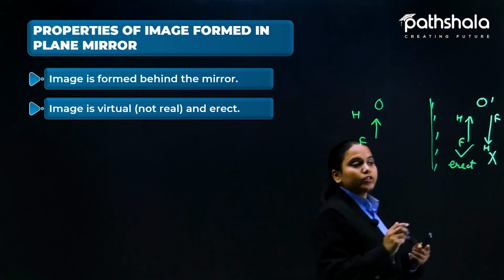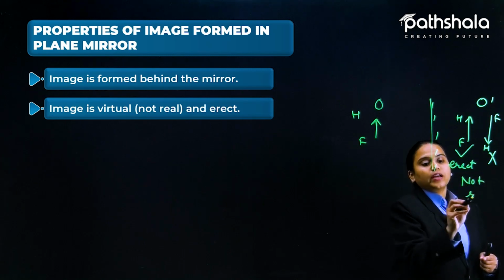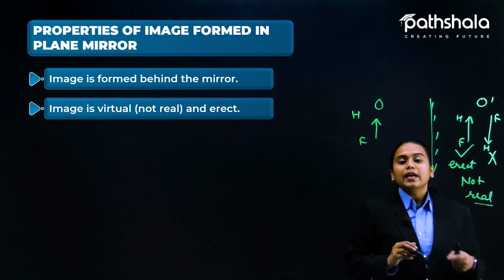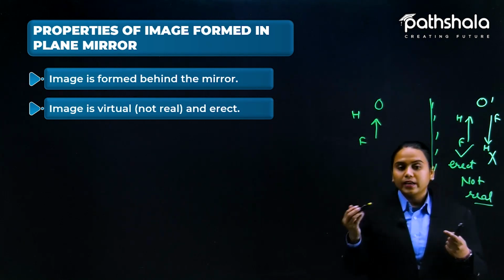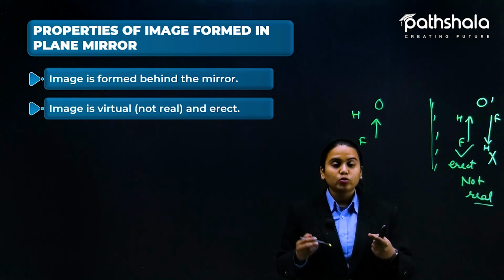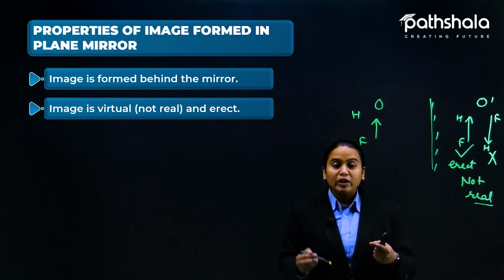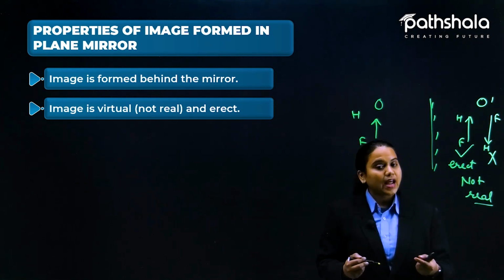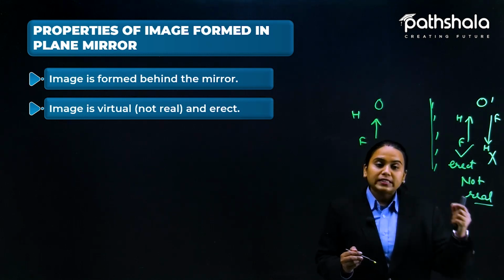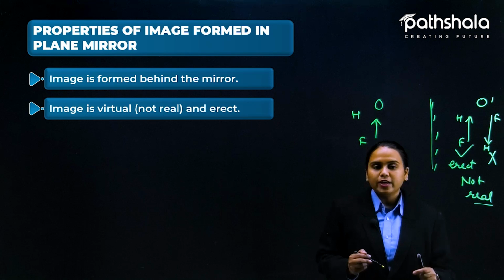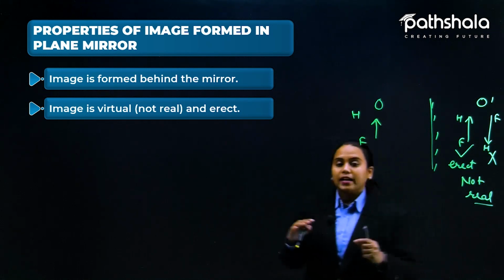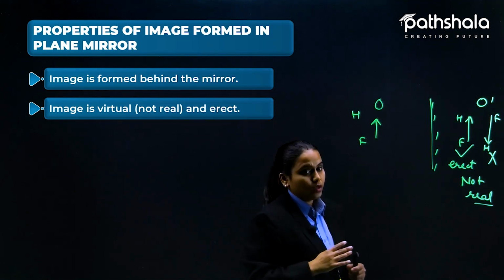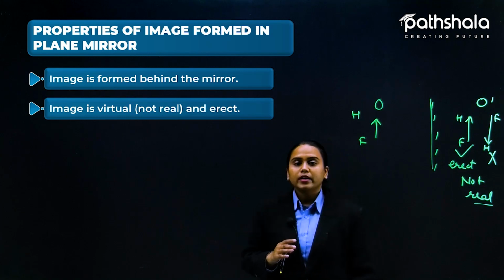So virtual, I have already told you, that is not real. It is not real because in reality no light rays are meeting up. In reality it is an illusion that our eyes are not capable of seeing the light get bent. So it seems like the light is coming from the back side, which in reality it is not. So it is not a real image, it is just a feeling, and that is why we call it the virtual image, and that is erect too, that is upright. So here is the second property.